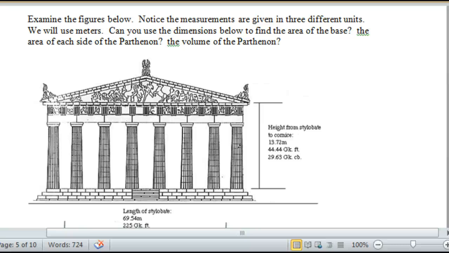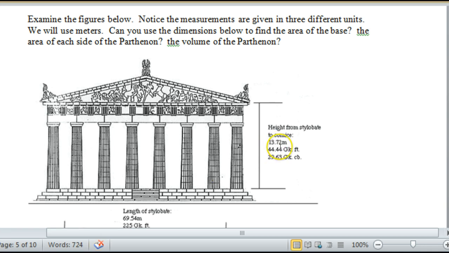Okay, so we're going to be talking about the Parthenon today and how we can apply a scale factor to the Parthenon that would be appropriate for our model. Remember, it has to fit on a foam board. As we look down below, we have these different measurements. They're given in different units. We're going to be using the one in meters. So try to find the height of the Parthenon in meters.